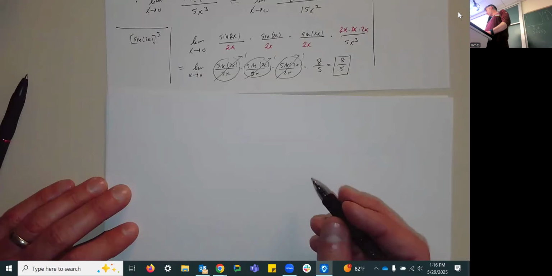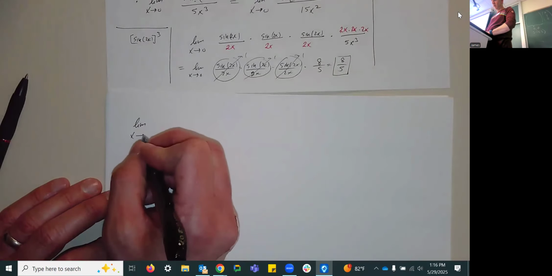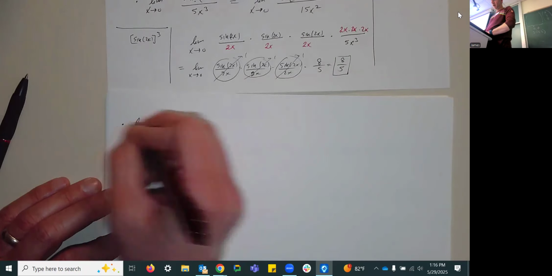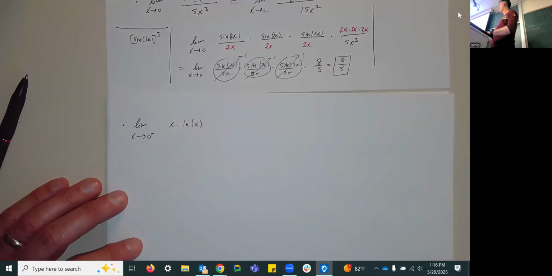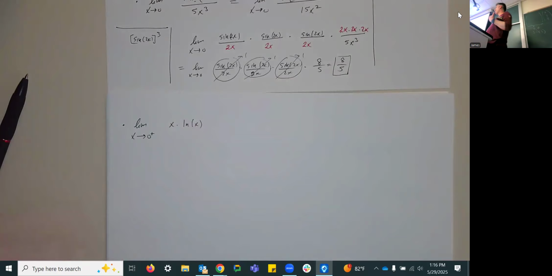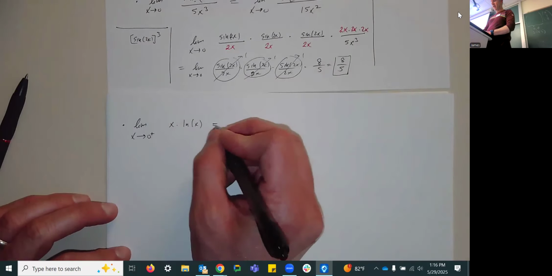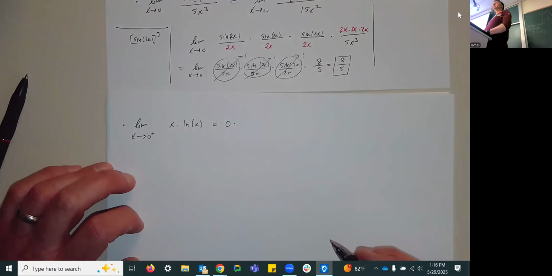So let's look at the following one. The limit as x approaches 0 from the right of x times natural log of x. Here's one that throws people off quite often. So if I plug in 0 for x, I get 0 times the natural log of 0.